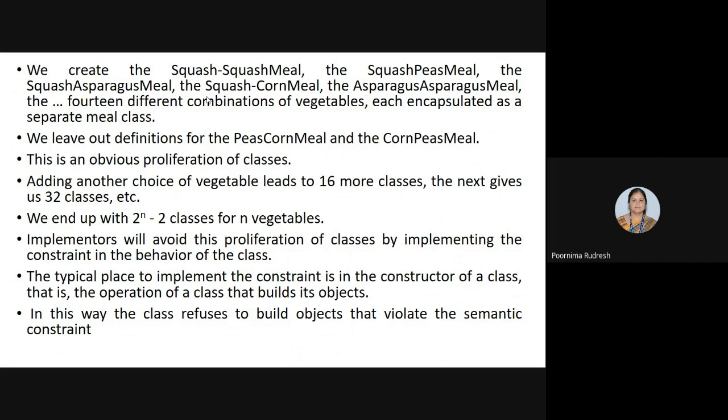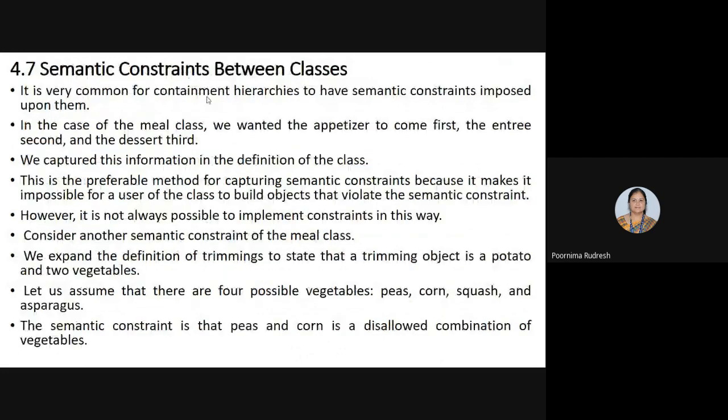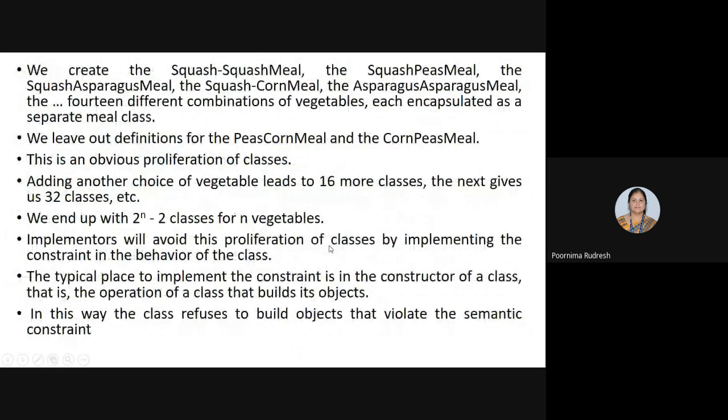So the third one, corn peas, is not allowed. Right. See here, peas and corn is the combination that we need to avoid. So we should not create the corn peas or peas corn combination class. So only those two classes are avoided, and the remaining classes we are going to create like this: squash meal or squash peas, squash asparagus, squash corn, asparagus or asparagus squash, asparagus peas, asparagus corn, like that. And the third one, if we consider the peas one, peas squash, peas asparagus, right?